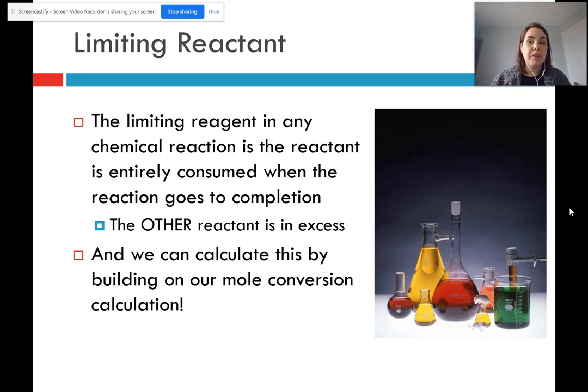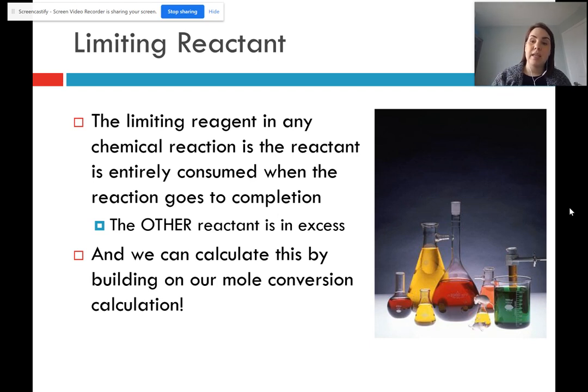Okay. So the limiting reactant or reagent in any chemical reaction is the one that is entirely consumed. So we run out of it completely, just like previously with the hot dog buns, when the reaction goes to completion. Okay, if one reactant isn't limiting, it must be in excess, just like the meat in the previous example. Whatever you have extra of left over at the end, that's going to be your excess reactant.